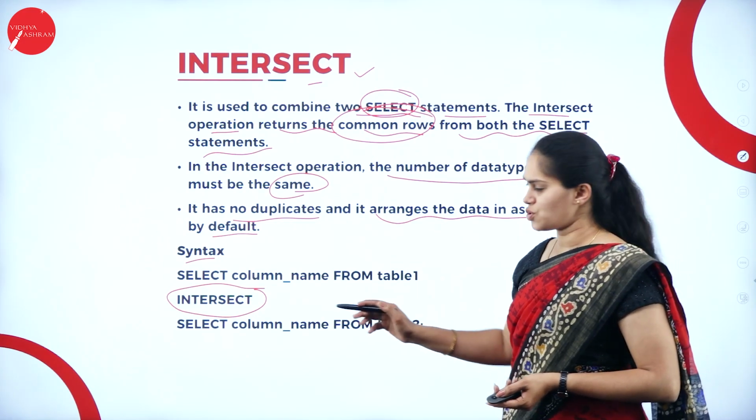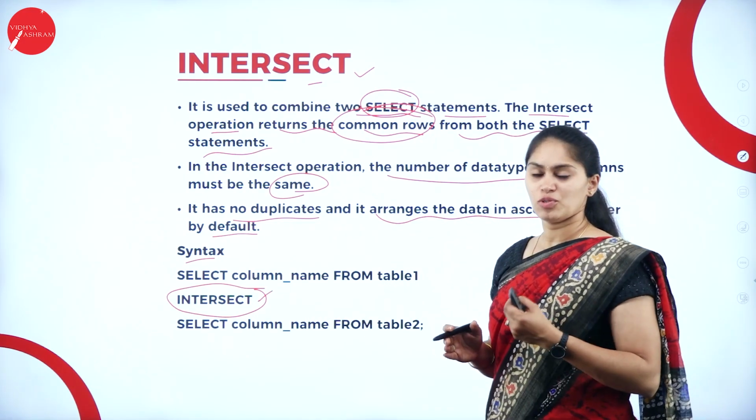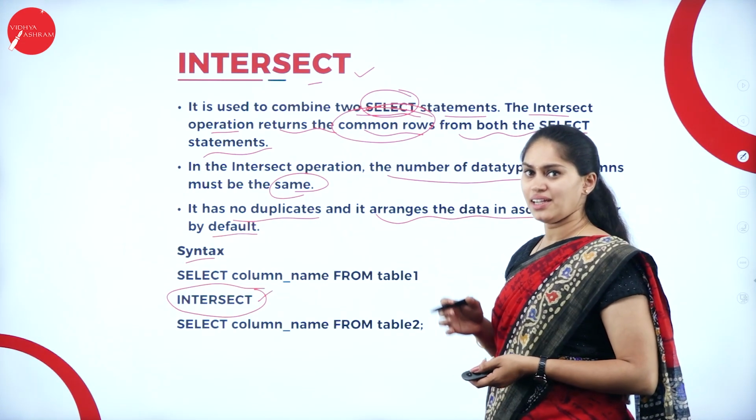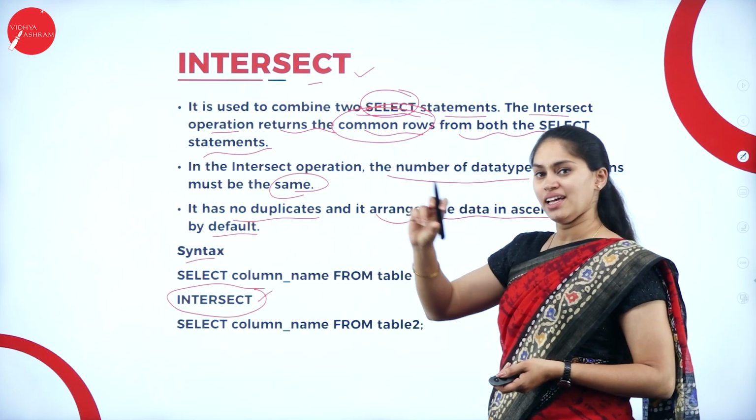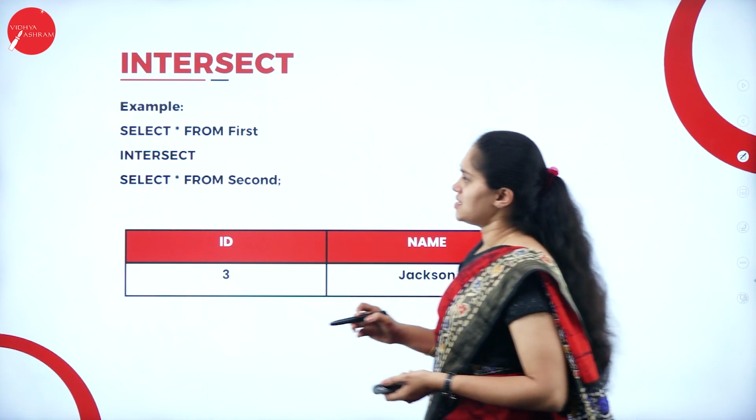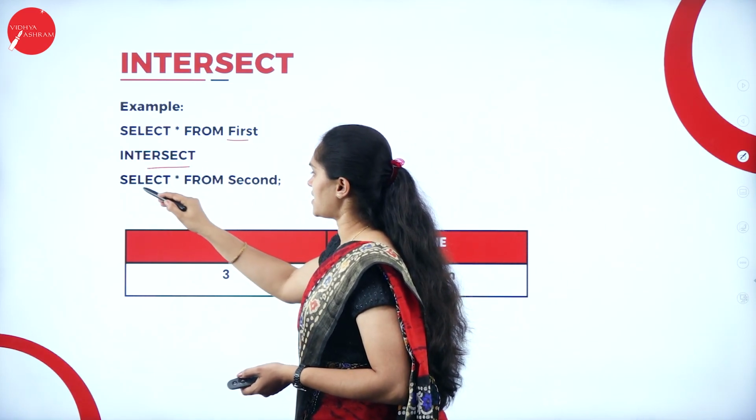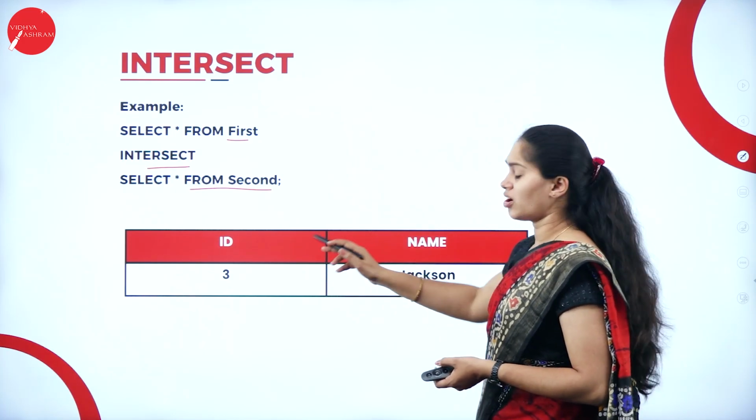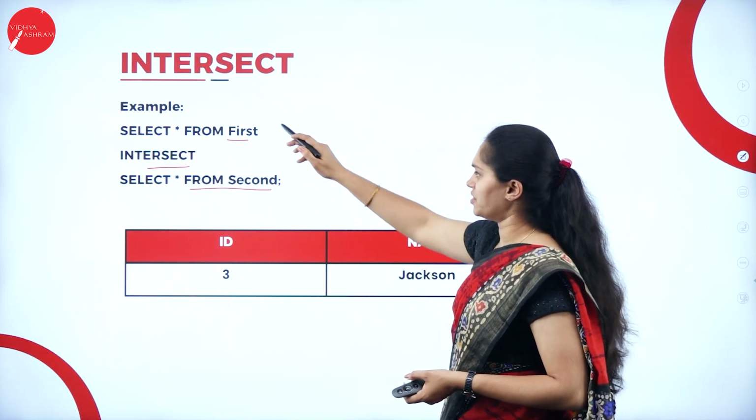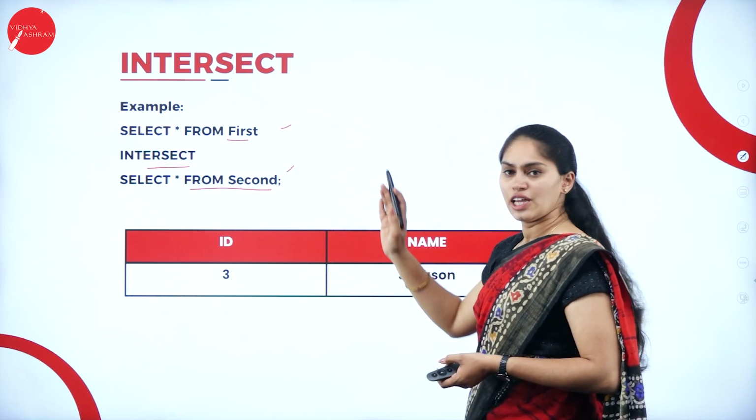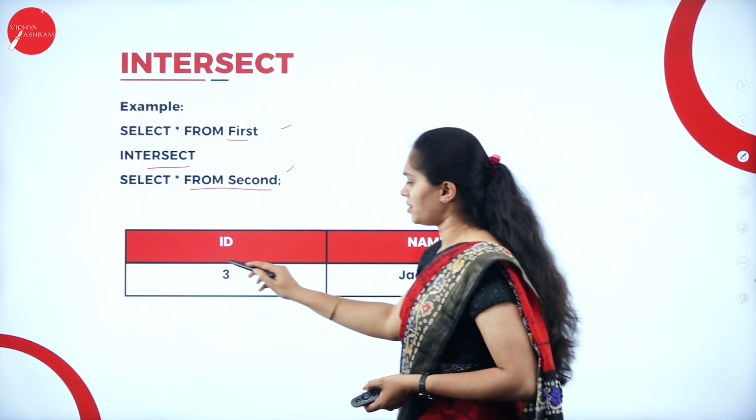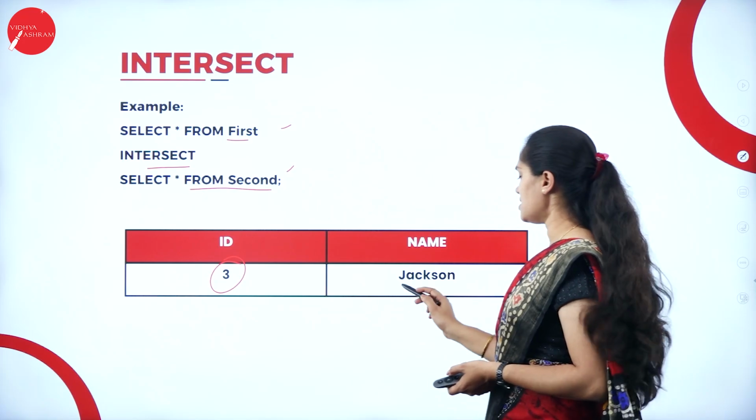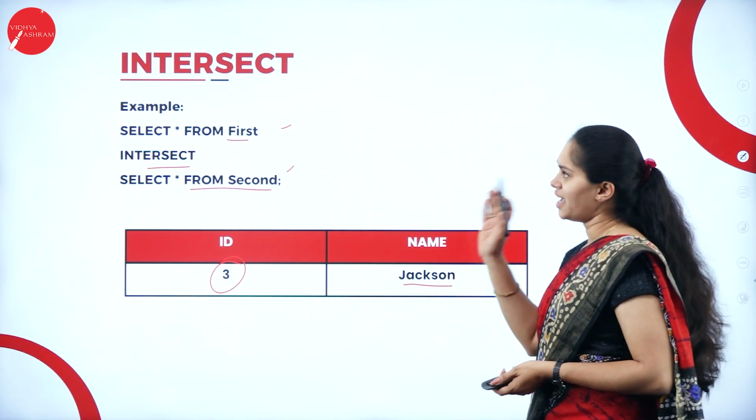So what was the common value that we have in first and second tables? That was the row with ID 3. You can see here, select star from first, intersect, select star from second. So ID and name, both columns, will be displayed from the first table as well as the second table. The common value is 3 and the name is Jackson. This is regarding intersect.